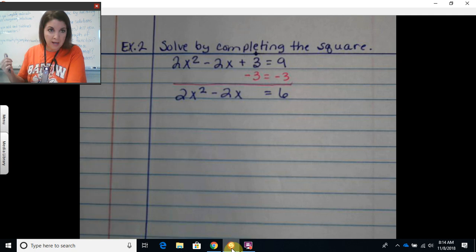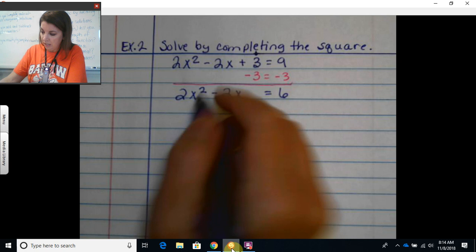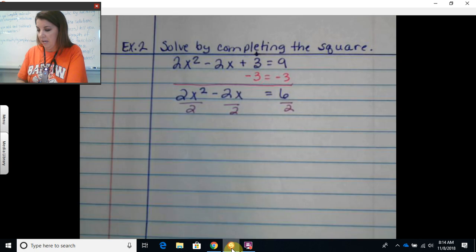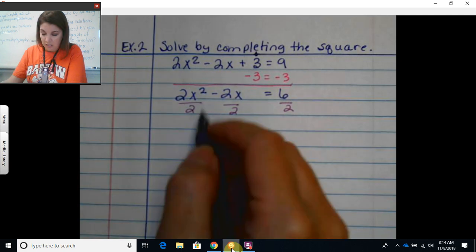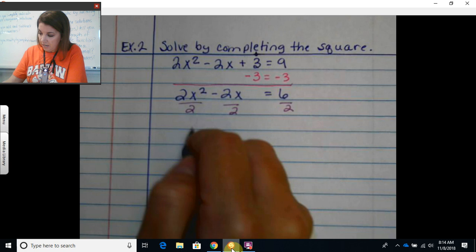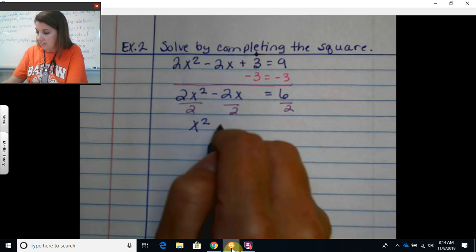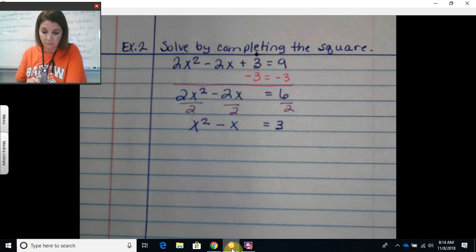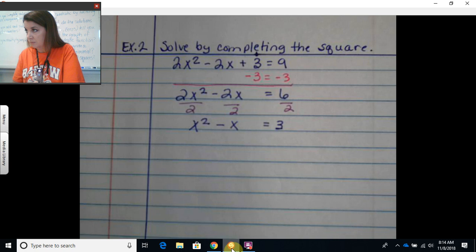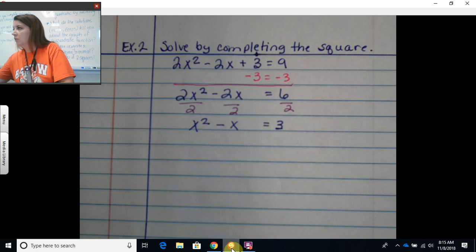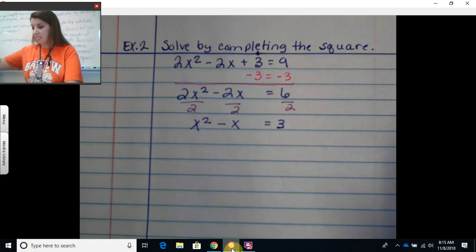Divide all terms by a if a is not 1, and it is not, so I'll divide every term on both sides of the equation by a. So that leaves me with x squared minus x equals 3. Now what do we do? Complete the square, is that what you said? b divided by 2, quantity squared? Exactly. So that process is called completing the square.